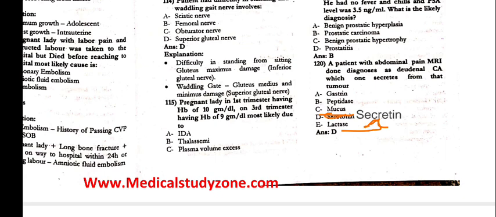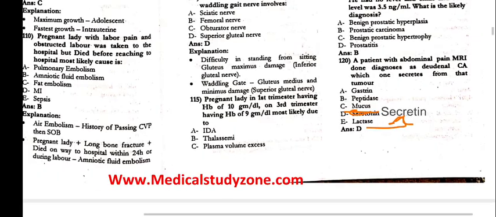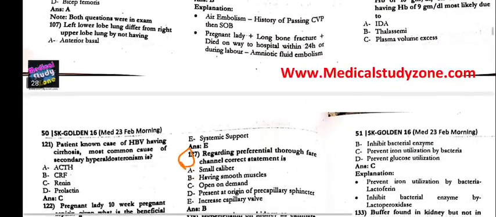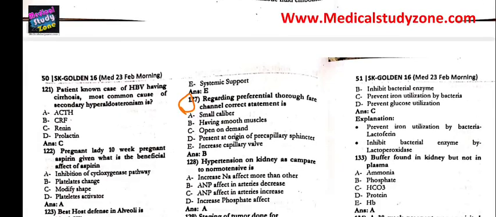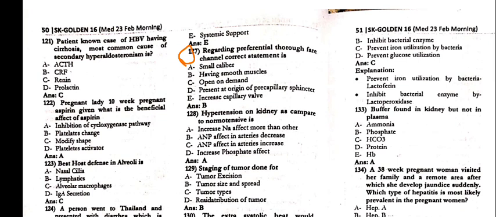Which one secretes from the tumor? It is basically delta option, but it is secretin. It is not statin. Right option is secretin. Next, 121, the patient known case of HCV having cirrhosis. Most common cause of the secondary hyperaldosteronism is the Charlie renin.